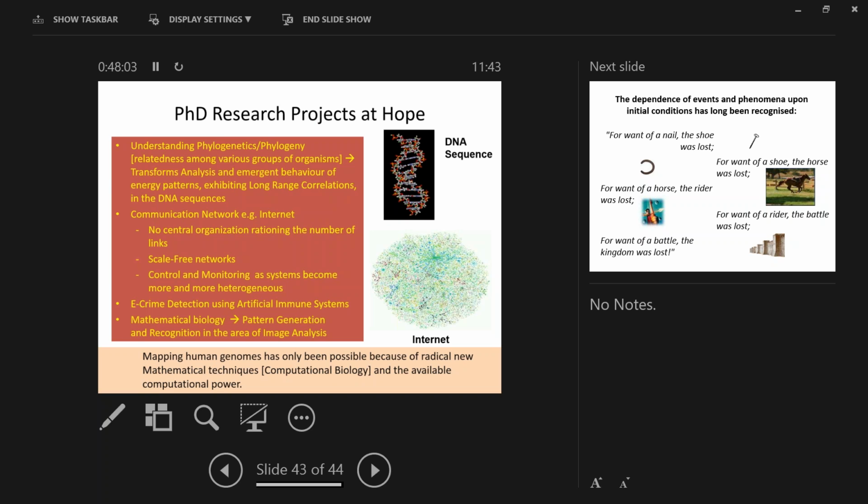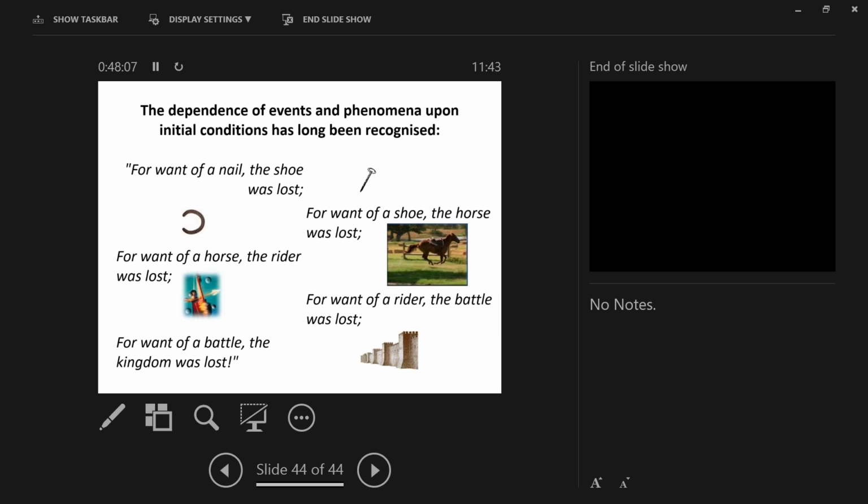And I will stop here with one poem which I'm sure we all have read in our school days, which emphasizes the dependence of events and phenomena upon initial conditions. And this has, as I say, long been recognized. We all know this poem. For want of a nail, the shoe was lost. For want of a shoe, the horse was lost. For want of a horse, the battle was lost. For want of a battle, the kingdom was lost. It's a beautiful way to describe how small things can have big impact.